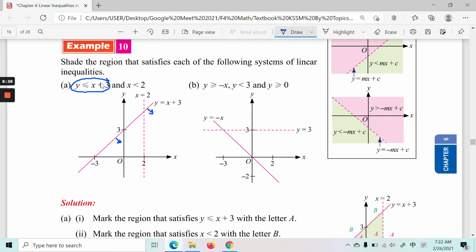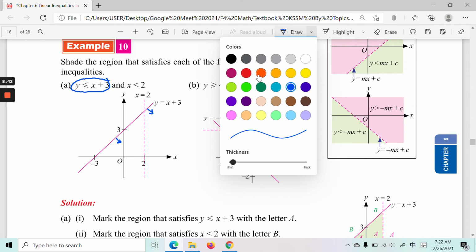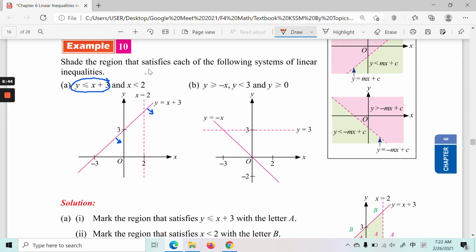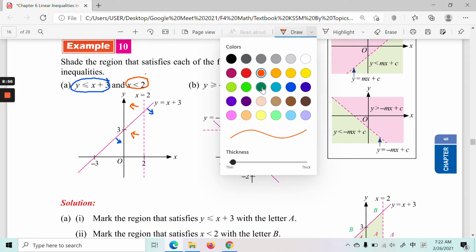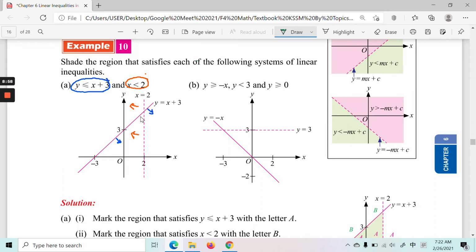Then the second inequality: you identify the line first, then go and make a mark there, x less than 2. So x equals 2 is this line. x less than means the left-hand side, so go left. Next, you see I have two colors, two colored arrows here. Where is the region where they meet together? For this one, I see they meet together right here. So this is my answer.